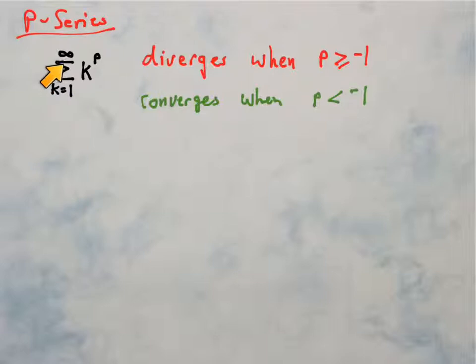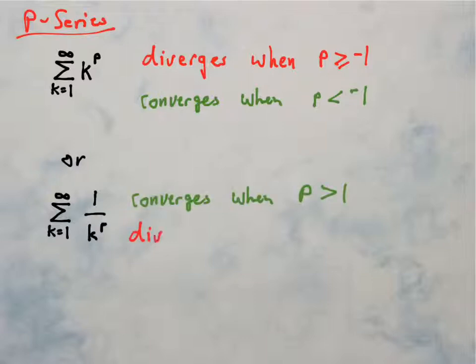In the integral test, we learned about the p-series and when it diverges and when it converges. Thanks to the integral test, we know that if p is less than -1, we have convergence, and divergence for any other value of p. The p-series can be written in an equivalent fashion, 1 over k to the p, and that changes our boundaries. It converges when p is greater than 1 and diverges for all else.